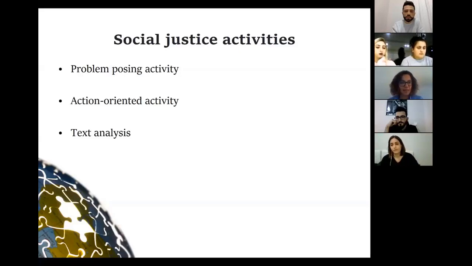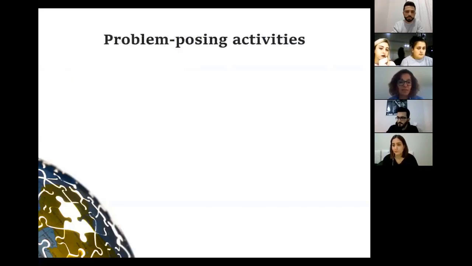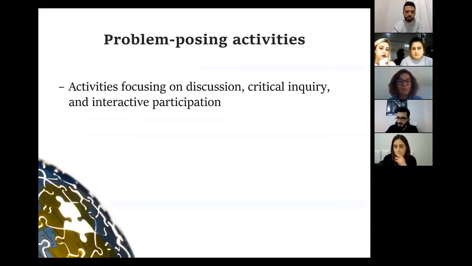And as I said, we don't need to change the curriculum. We don't need to change the textbook. We can make small adjustments in the activities or in the questions that we ask, and we can still address or bring these issues to language classrooms. So one type of activity is a problem-posing activity. A problem-posing activity requires your learners to engage in discussion and critical inquiry and interactive participation.